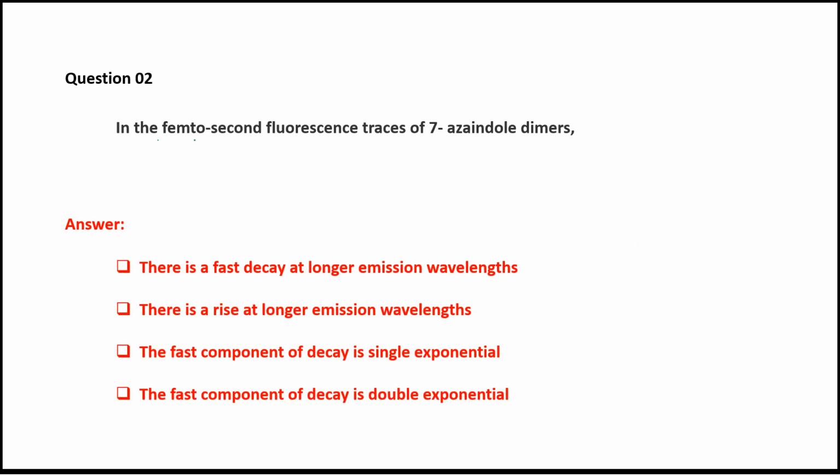In the second question, in the femtosecond fluorescence traces of 7-azaindole dimers, there is fast decay. Now, in this question, first of all, they are talking about 7-azaindole dimers, and second, they have asked about the femtosecond fluorescence traces. So normally for any fluorescent molecule, what we carefully look at is the absorption spectra and the emission spectra.